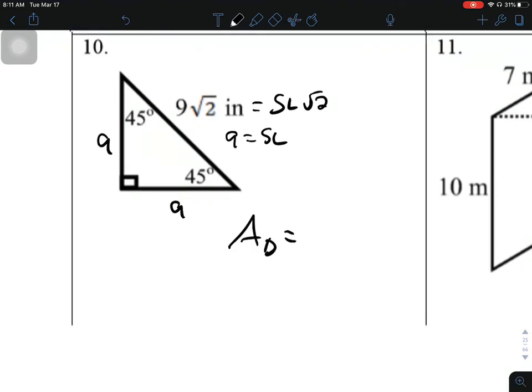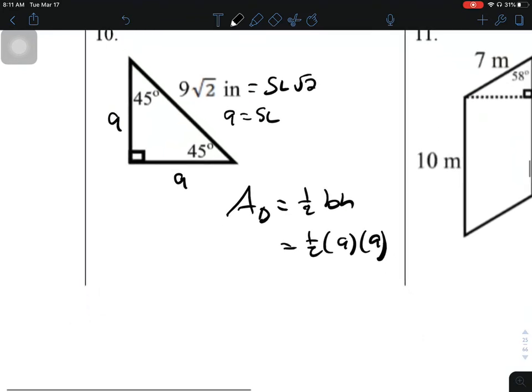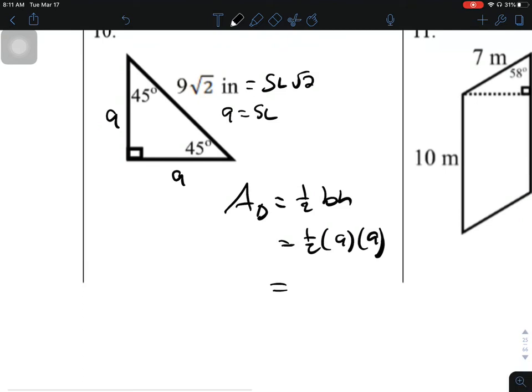So the area of the triangle is 1/2 the base times the height, and the base and the height are perpendicular to each other. They're both 9. That's half of 81, which is 40.5, and the units were inches, so it's square inches.